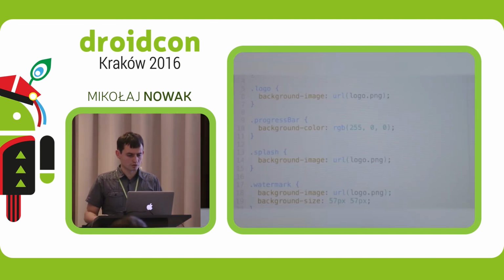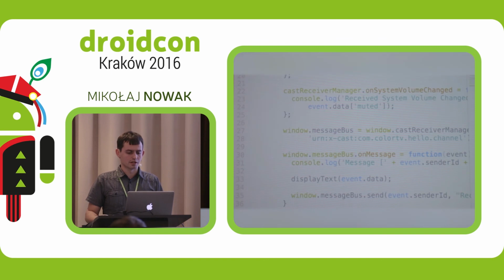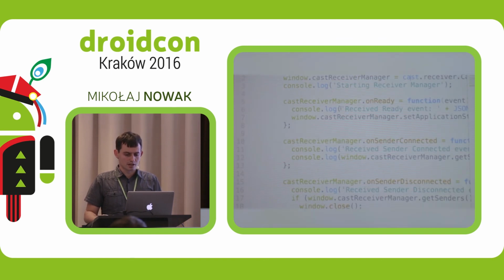I forgot to show you how our cast application looks like. This is from the custom receiver. In our HTML, we can see it's pretty simple, it's just one div. And we are taking here our library as a JavaScript library. It gives us access to the cast object.